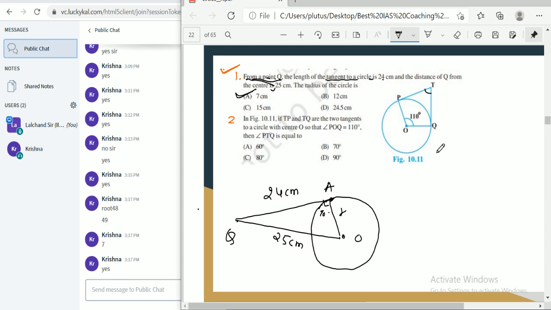What is your answer, Krishna? Are you able to get the answer? Okay, what is the answer? Which property are you using?